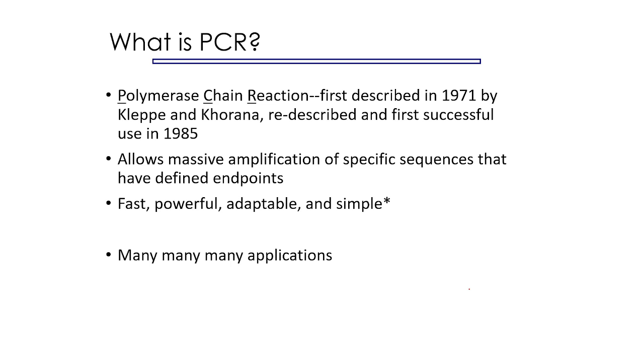Now coming to our last topic, which is our PCR. It is known as the polymerase chain reaction, which was first described in 1971 by Kleppe and Khorana, and then redescribed and successfully used in 1985. So this allows massive amplification of specific sequences that have defined endpoints, and this is a fast, powerful, adaptable and sometimes simple technique. And it has a wide number of applications in this biological field.